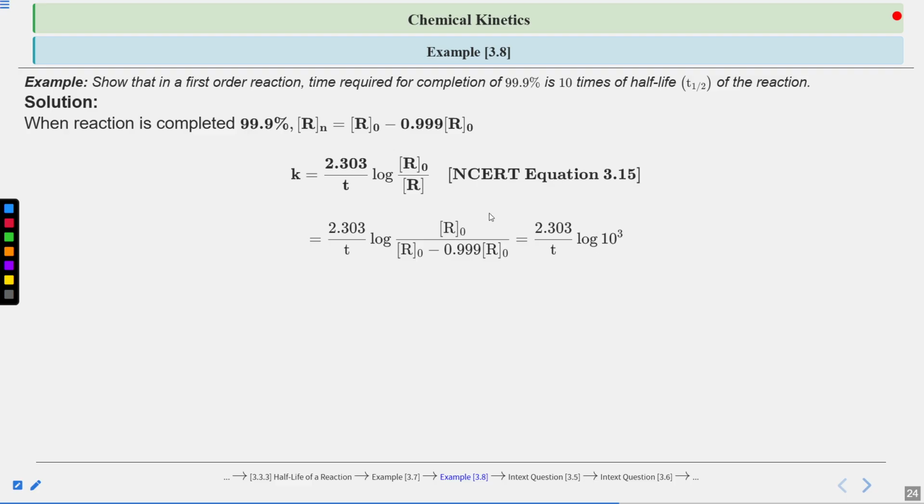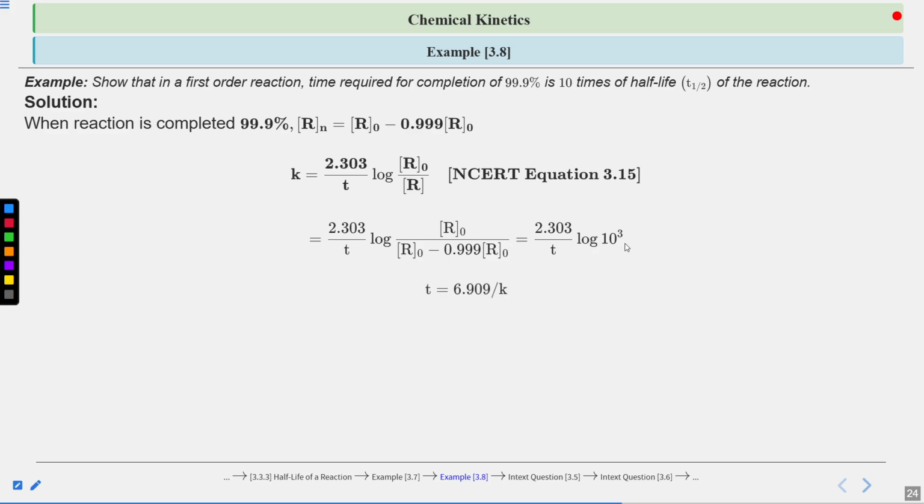Now how does this come? You can see that R naught is common in both the numerator and denominator. So when you take R naught common from the denominator, it will be R naught multiplied by 1 minus 0.999, and R naught will cancel out. 1 upon 1 minus 0.999 will become 0.001. That will go in the numerator, and 0.001 you can also write as 10 to the power minus 3. So when it goes in the numerator, it becomes 10 to the power plus 3. That's how the 10 to the power plus 3 came.